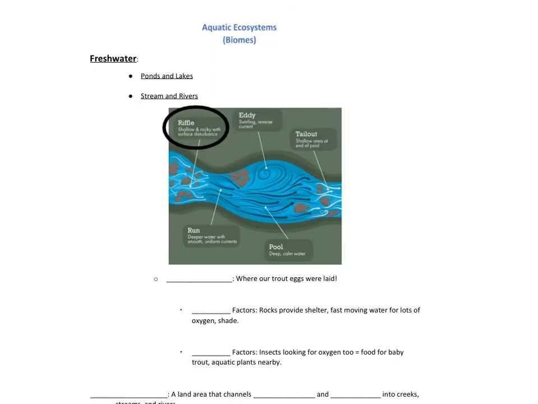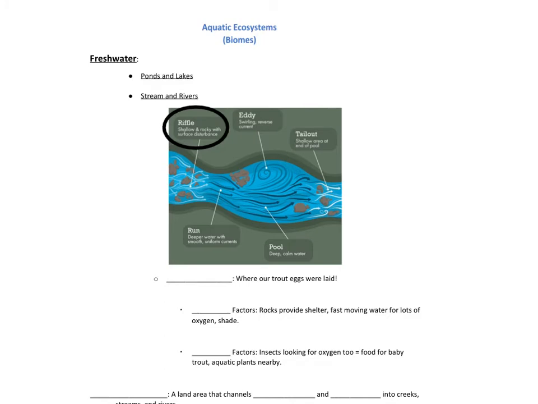So normally we talk about biomes in regards to terrestrial or land ecosystems together, but we also have aquatic ecosystems, and so we can call those biomes as well. We have freshwater ecosystems, things like ponds and lakes and streams and rivers.